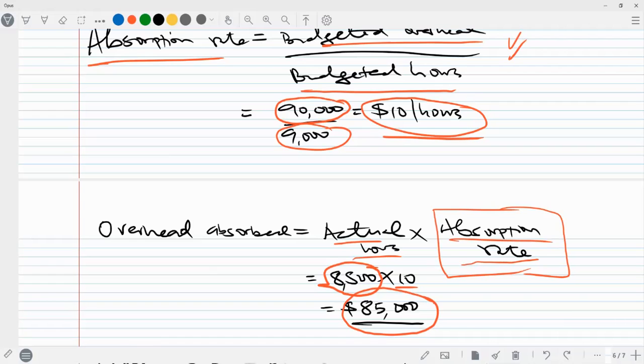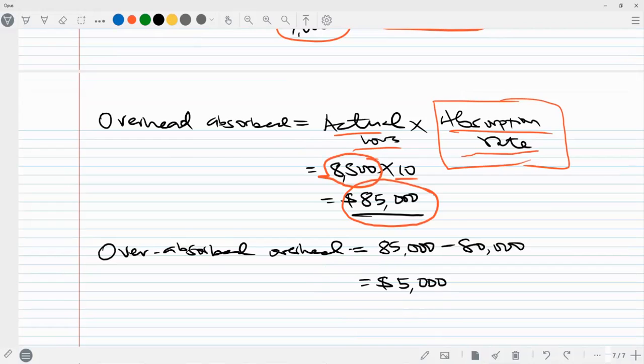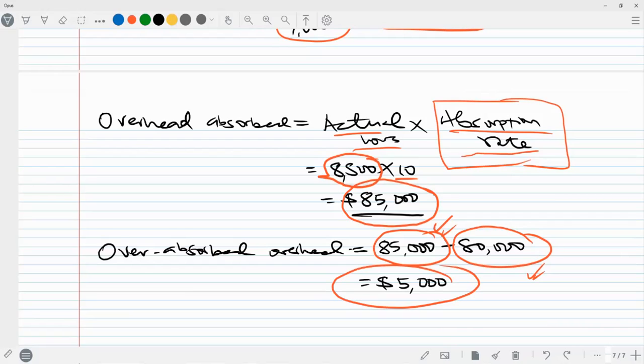We compare with what was actually incurred. The actual cost was 80,000, and what was absorbed was 85,000. Therefore, this is a case of overabsorption, because we are meant to absorb 80,000, but what was allocated was 85,000, an extra of 5,000. An overabsorption.